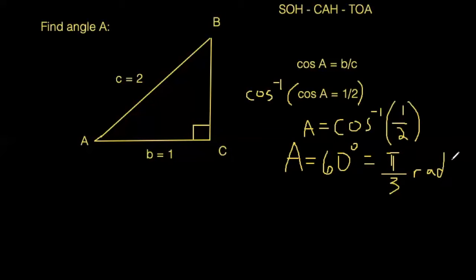But if you're in radian mode, your calculator probably gave you a decimal answer of about 1.05 radians, which would be about the same thing. So all of these are acceptable answers depending on whether you're supposed to give degrees or radians. Pi over 3 radians is the same as 1.05 radians.